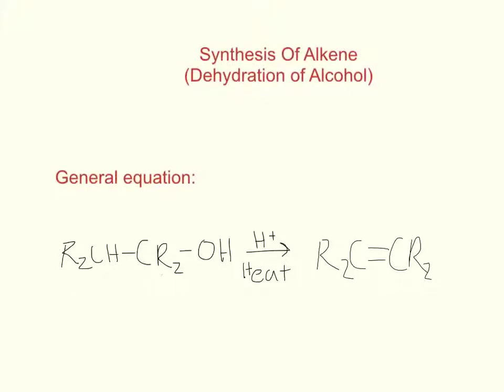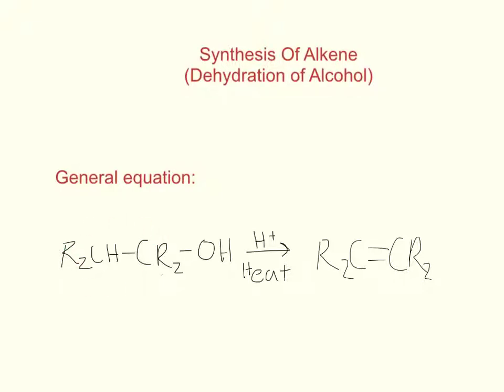Synthesis of alkenes through dehydration of alcohol. The purpose of this experiment is to synthesize two isomeric types of methylcyclohexene via acid catalyzed dehydration of 2-methylcyclohexanol. Here we have a general equation of what happened.